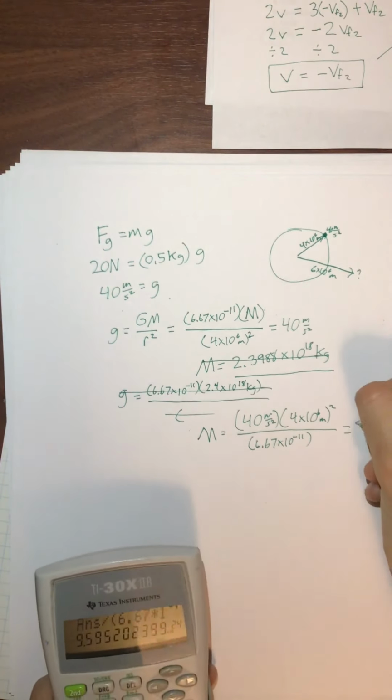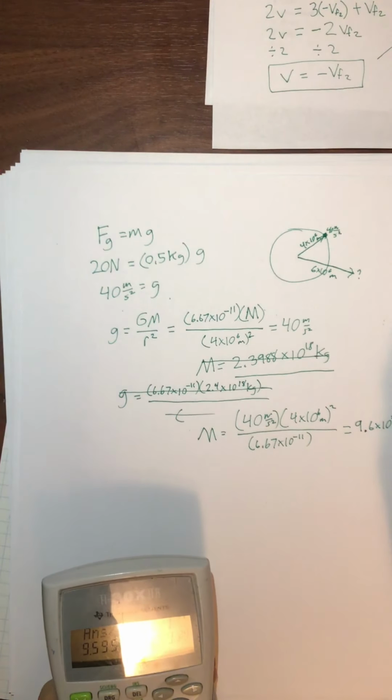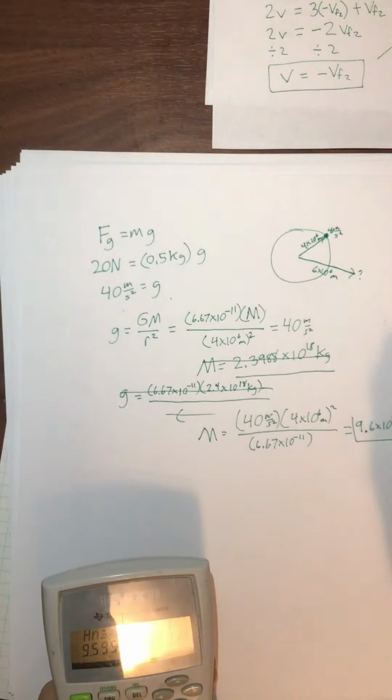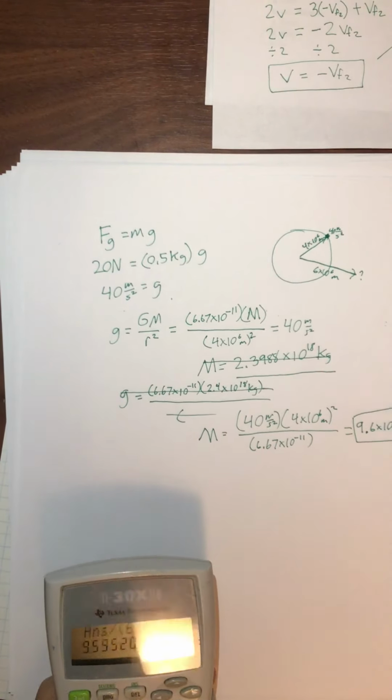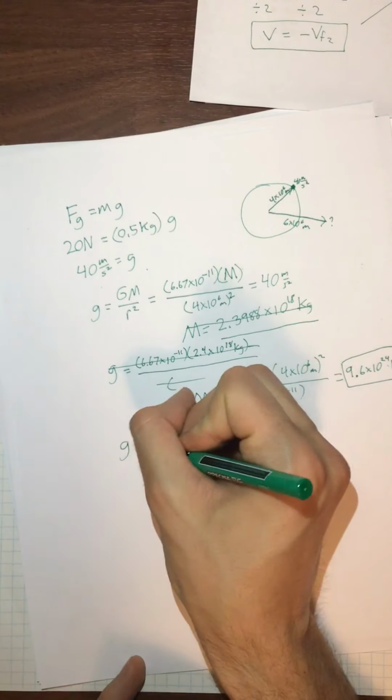All right, and then divided by 6.67 times 10 to the negative 11. All right, and my answer is 9.6 times 10 to the 24 kilograms. So it's even bigger than it was before. Okay, so that's the mass of the planet. And we're still not done. That's just fixing my mistake.